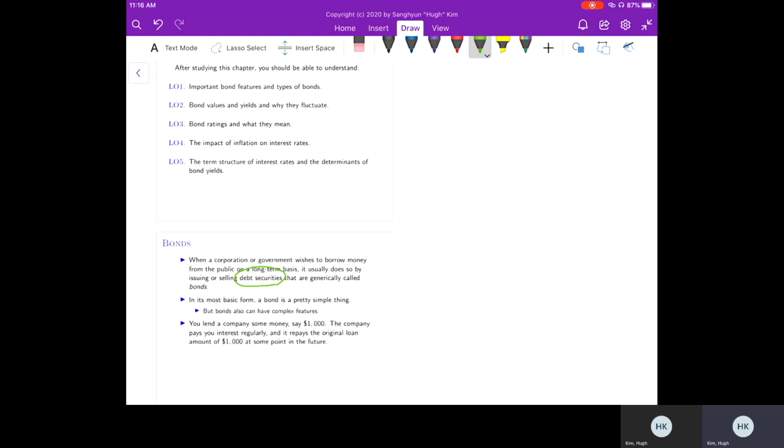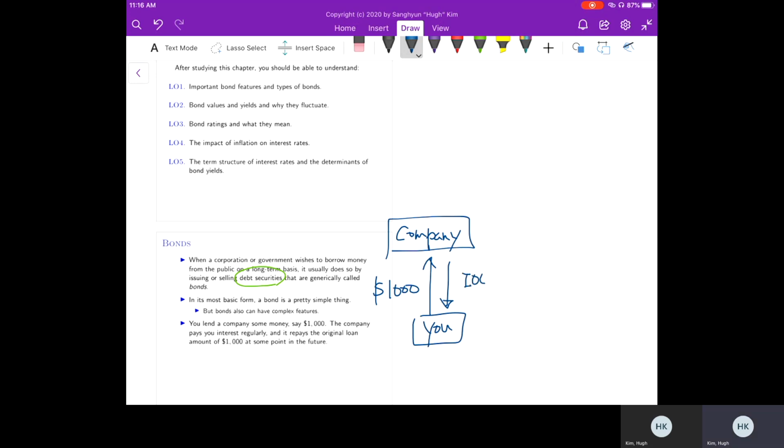Bonds may have some complex features, but in its most basic form, a bond is a pretty simple thing. So you as an investor lend the company some money, say $1,000, and the company issues a debt security that states that IOU, and the company pays you interest on a regular basis, and it repays the original loan amount of $1,000 at some point in the future.